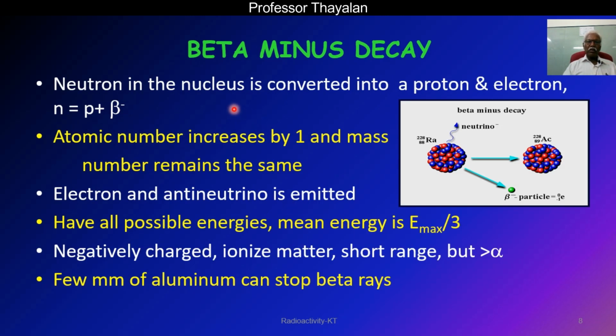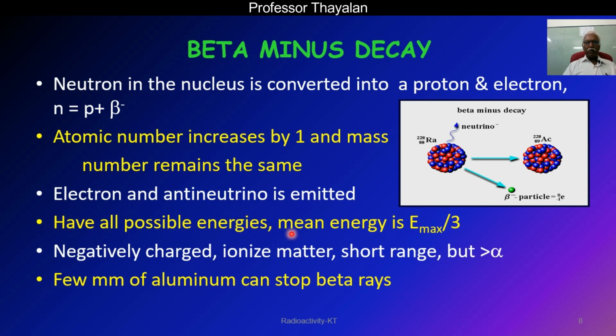In beta decay, there are two types: beta minus decay and beta plus decay. Let us see beta minus decay now. There is no beta particle inside the nucleus. But how does the beta come? A neutron in the nucleus is converted into a proton and an electron. As a result, the atomic number increases by 1 and the mass number remains the same. For example, radium-228 goes to actinium-228. During that process, an electron and an antineutrino are emitted.